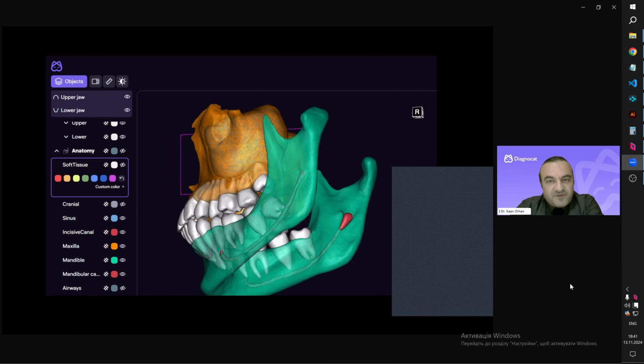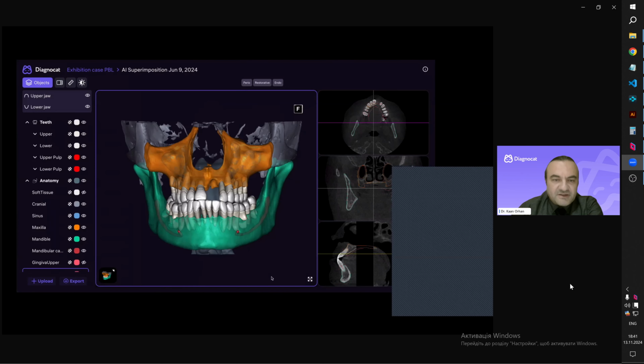Let me show you a couple of examples for the 3D representations. From these 3D representations, we have the temporomandibular joint condyle. See how nicely the posterior part of the joint is segmented by the DiagnoCat.